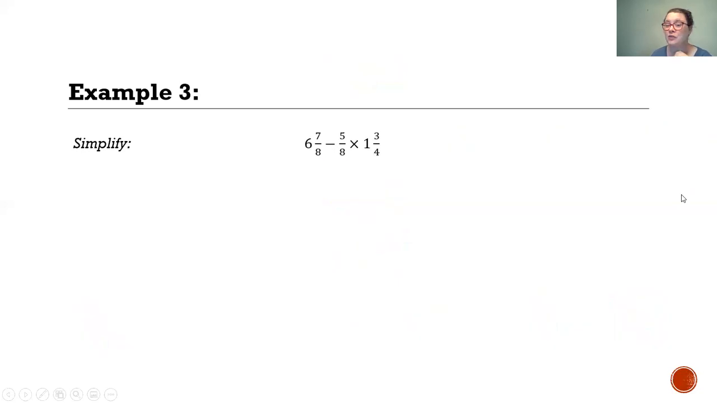Okay? And for a very last question, 6 7/8 minus 5/8 times 1 3/4. So again, order of operations are involved. So the first thing we need to do is we're going to do our multiplication. So in this multiplying, we have a mixed number fraction that we have to make improper. So we're going to have 6 7/8. We're not going to touch that yet. Minus 5/8. 1 3/4 is the same as 4 times 1 is 4 plus 3 is 7 over 4. Nothing here can be reduced. So it's just going to stay as is.